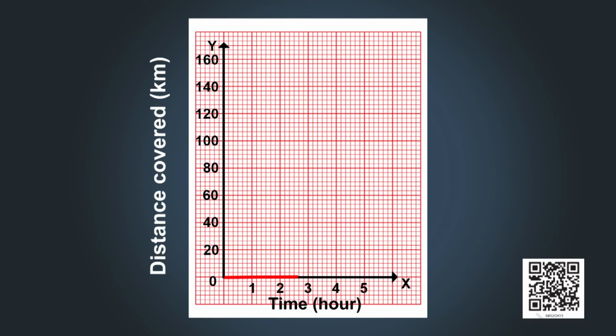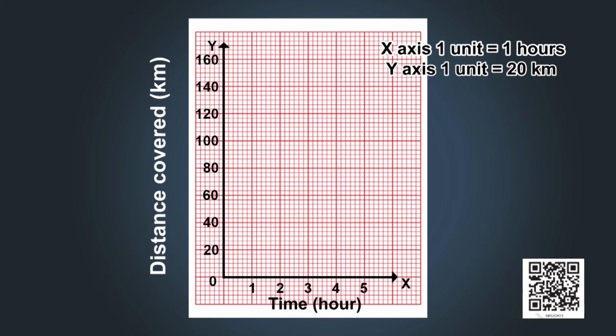First, we will mark the time on the x-axis and the distance covered on the y-axis. Take the scale as 1 unit equal to 1 hour on the x-axis and 1 unit equal to 20 kilometers on the y-axis. The coordinates of the points are (1, 40), (2, 80), (3, 120), (4, 160). Plot the points and join them to get a linear graph.